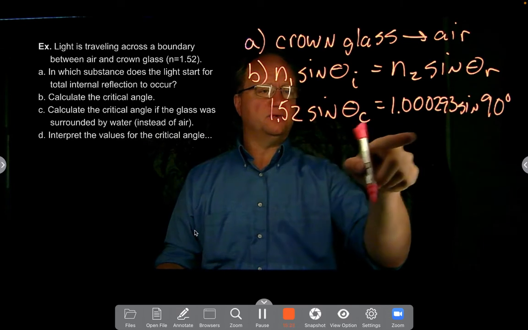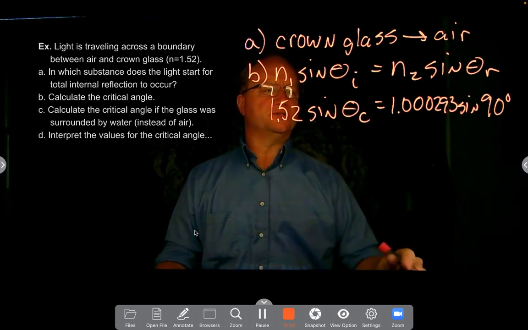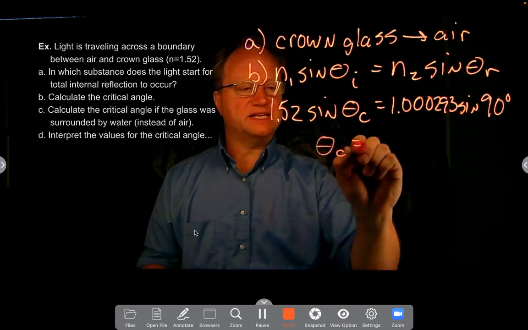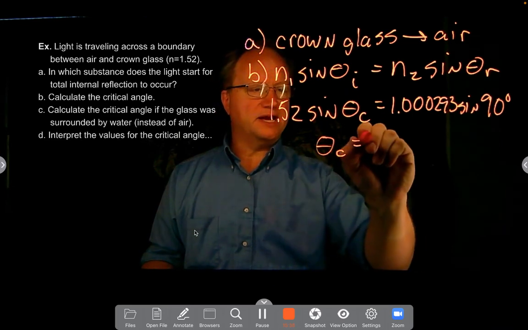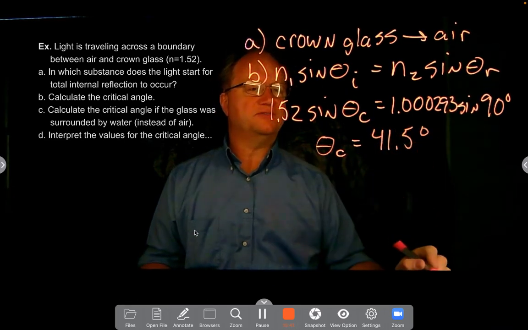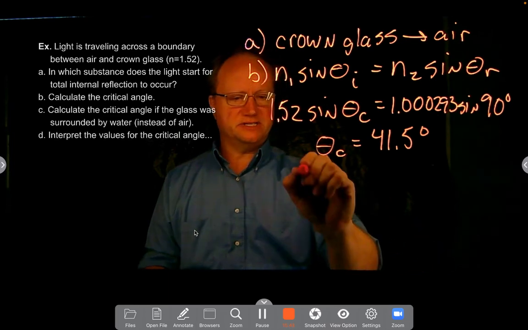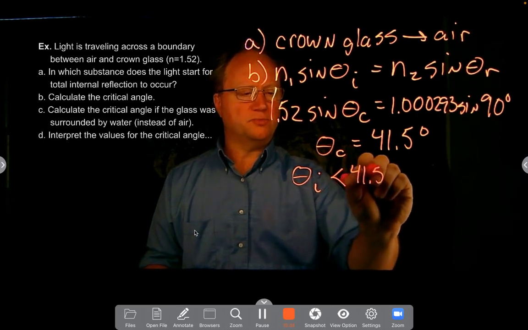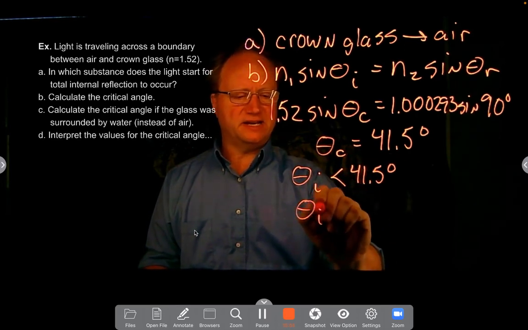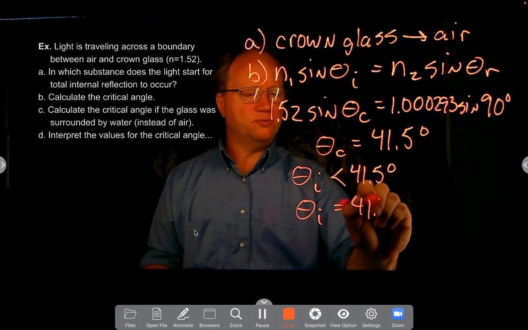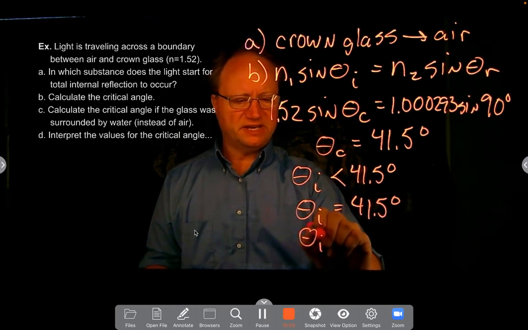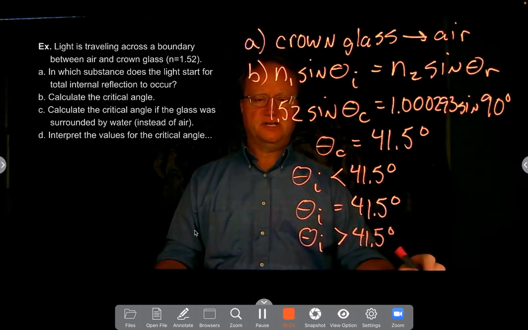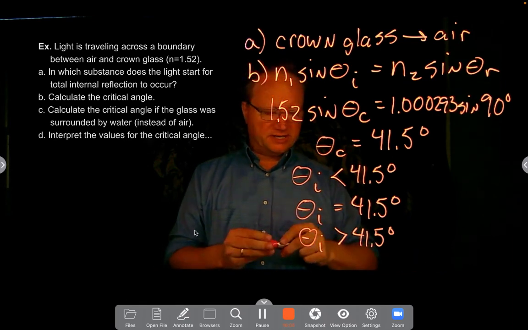So then we're going to divide 1.000293 by 1.52, and then take the inverse sine. And when we do that, we're going to get 41.5 degrees. Interpreting this: when theta I is less than 41.5 degrees, when theta I is equal to 41.5 degrees, when theta I is greater than 41.5 degrees, sometimes you're going to get a reflection, sometimes you're going to get a refraction.